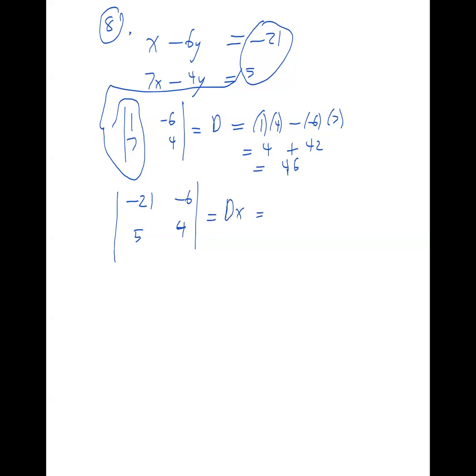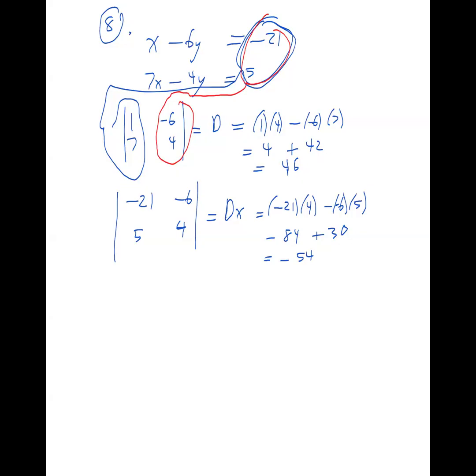So now I'll take the first number times the last number minus the other two numbers multiplied together. Now there's a double negative again. So first number times the last number, that's negative 84. Double negative is a positive. That's a positive 30. So negative 84 plus 30, that's equal to negative 54. Now let's find the determinant of y. So you take those same two numbers again, but this time you plug them in to the y column.